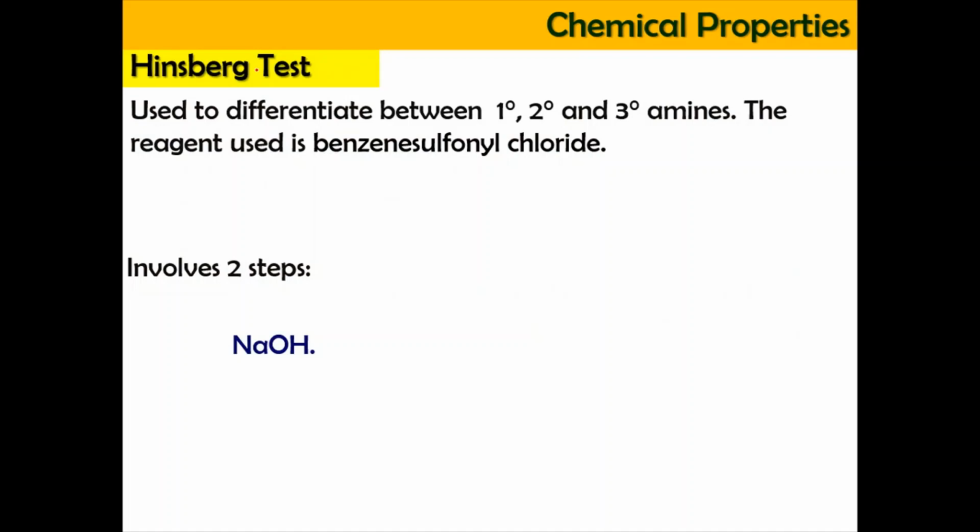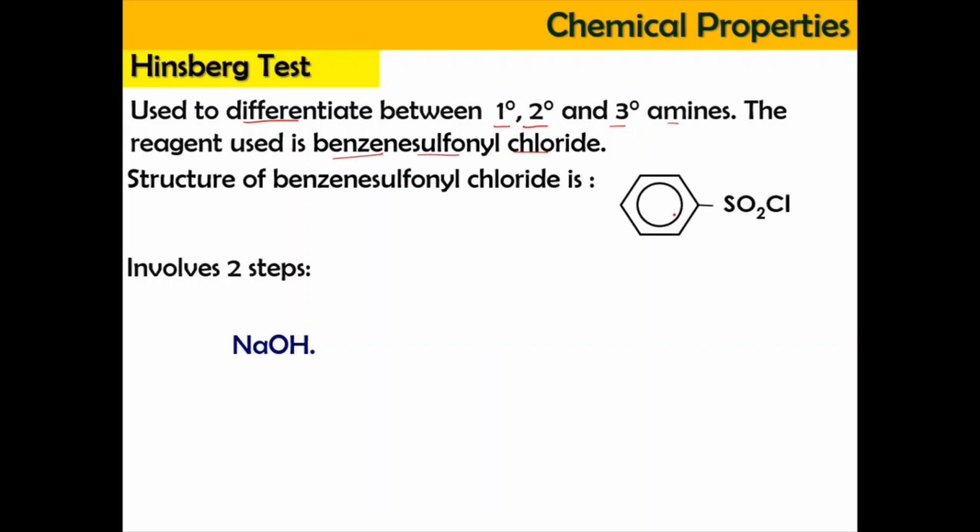So the Hinsberg test is basically used in order to differentiate between the different classes of amine, which is the primary, secondary, and tertiary amine. The reagent used for the Hinsberg test is going to be the benzene sulfonyl chloride, and it's going to have the structure of the benzene ring attached with the SO2Cl group.